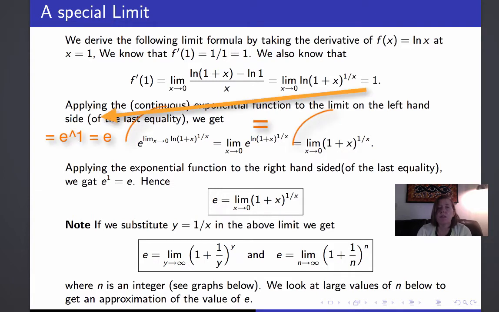And applying the exponential to the right-hand side of the equation above, we get e, so e equals the limit as x goes to 0 of (1 plus x) to the 1 over x. Now, if we substitute y equals 1 over x in this limit, we get that as x goes to 0, y goes to infinity, assuming x is positive. We get the limit as y goes to infinity of (1 plus 1 over y) to the y is equal to e also.